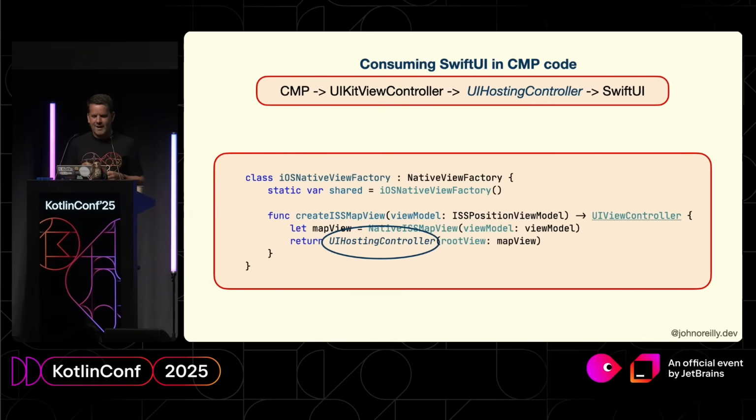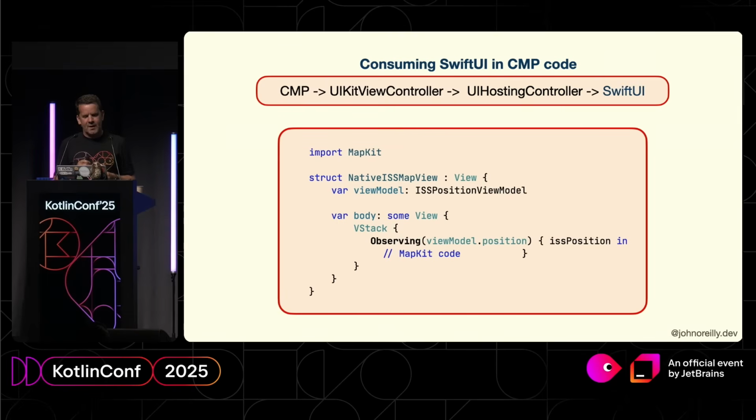OK, we're nearly there. We're back up in Swift code again. And this is the native view factory and the createISSMapView function we just invoked from that Compose function. That's going to use SwiftUI's UIHostingController to wrap the SwiftUI map implementation and return a UIViewController that can be included in our Compose code. And finally, we have that SwiftUI map view. Note, we're also using SKIE's Observing here to observe the position information from our view model, which will show then on the map as it changes.